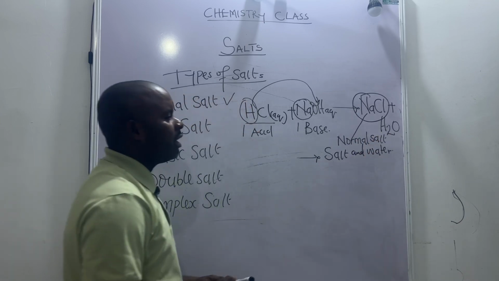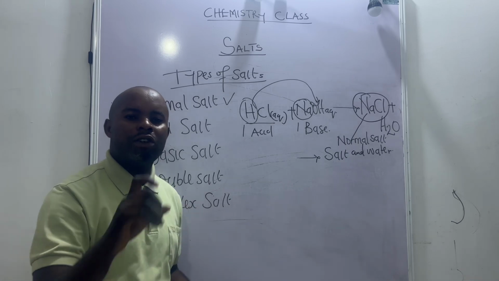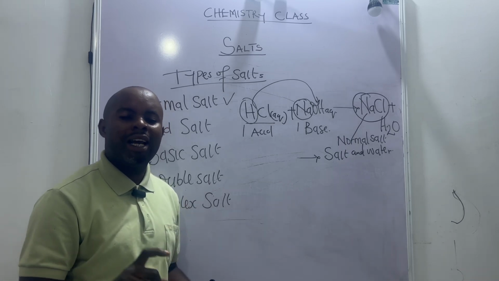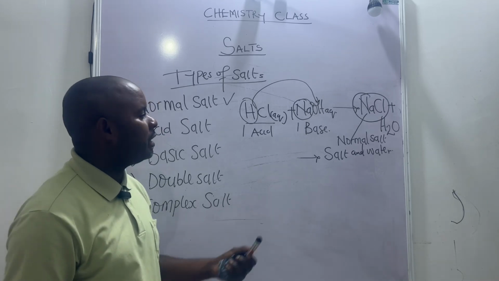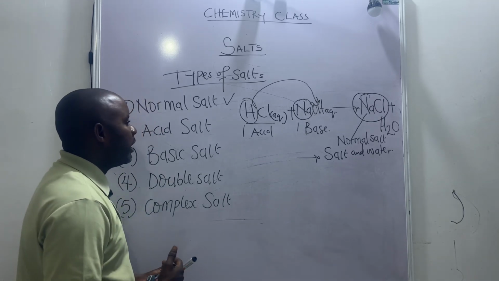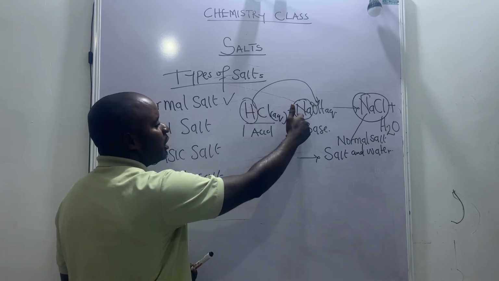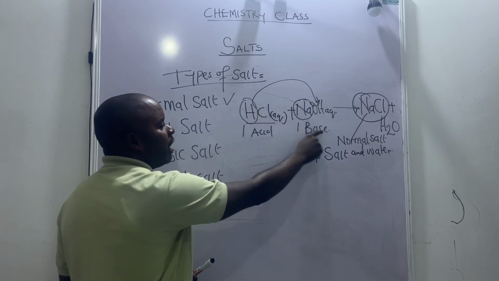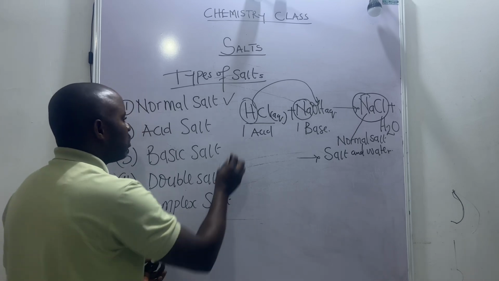So with this, we can define normal salt as the salt that is formed when all the ionizable hydrogen ion in an acid is completely replaced by a metal. Since there is a complete replacement of the hydrogen ion by metal, a normal salt is produced at the end. This takes us to the next step.